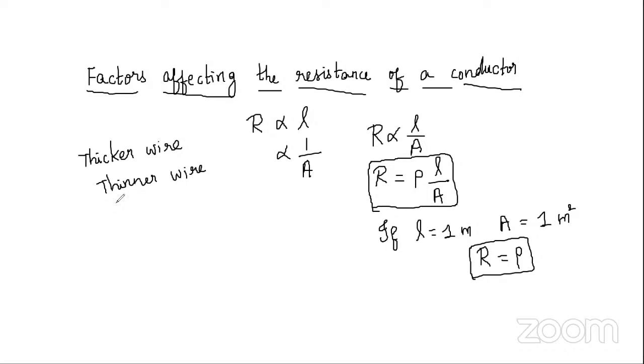Yeah, you are absolutely right. So for a thicker wire, the area of cross section is more.